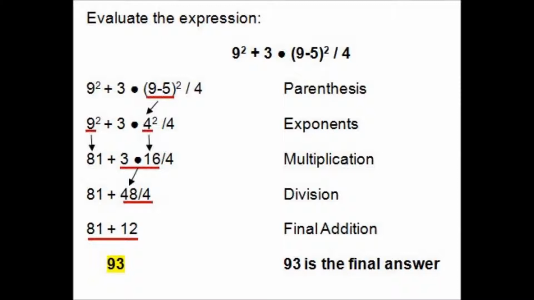Then we must look for the next order in PEMDAS. We did P, so now we must look at E for exponents. 9 squared and 4 squared must be evaluated. 9 squared is 81 and 4 squared is 16. See how the rest of the expression is still the same and the new numbers are just substituted into the expression. Next is multiplication and division.